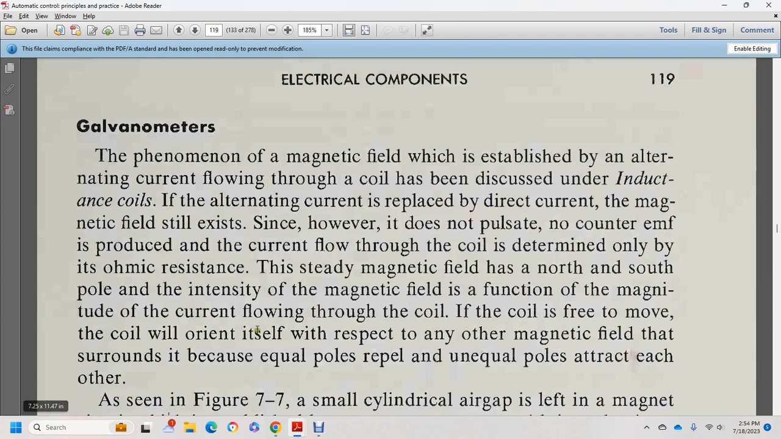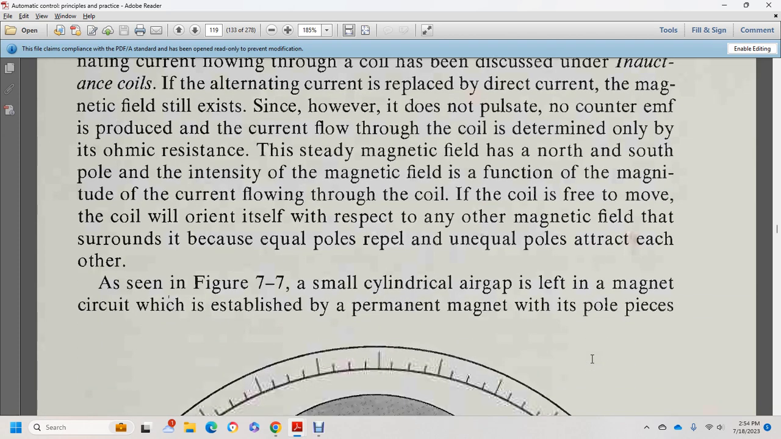The coil is free to move, and it orients itself with respect to any other magnetic field that surrounds it. Equal poles repel; unequal poles attract each other. It is seen in figure 7-7.